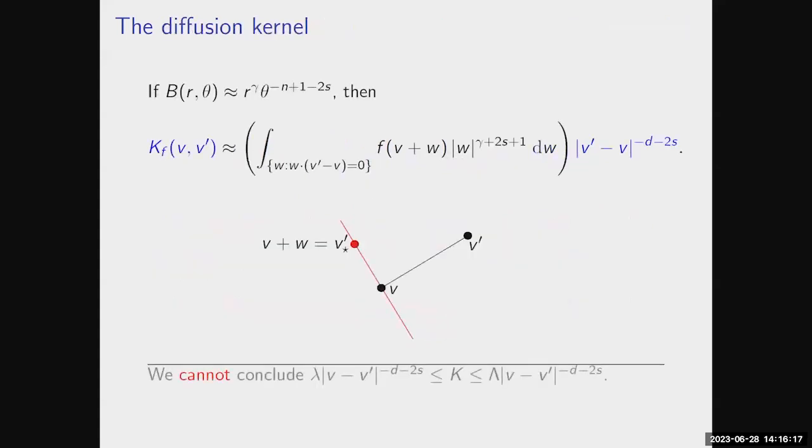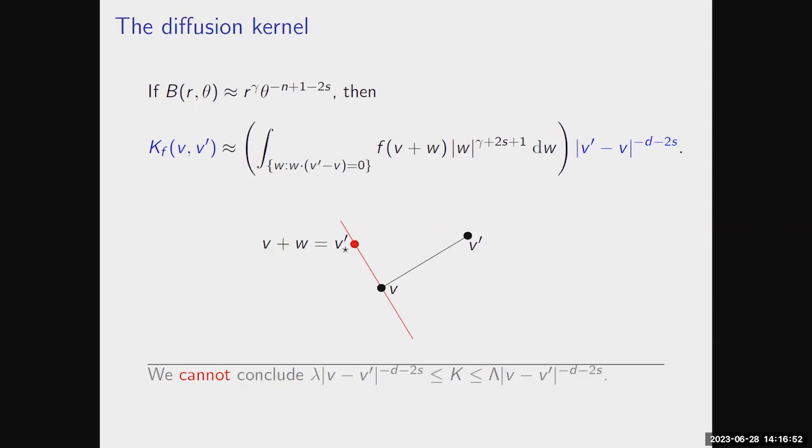So I'm going to tell you what it is, basically. If you have a point v and v prime, what you get from that kernel after the change of variables is the kernel of the fractional Laplacian at v and v prime multiplied times some factor that is an integral on a plane that goes through v and is perpendicular to v prime. So for all the w's that are perpendicular to v prime, I evaluate f at v plus w and multiply that times that weight, right?